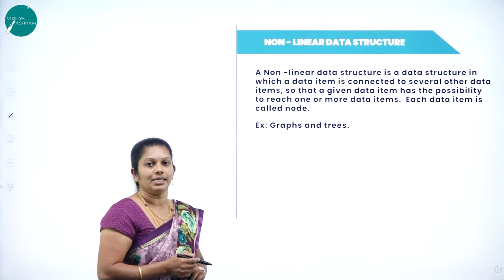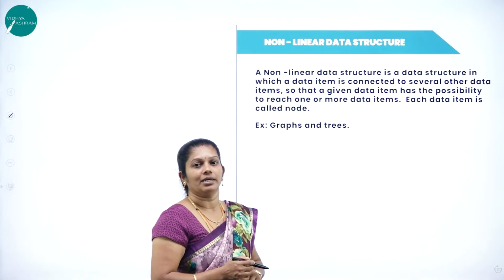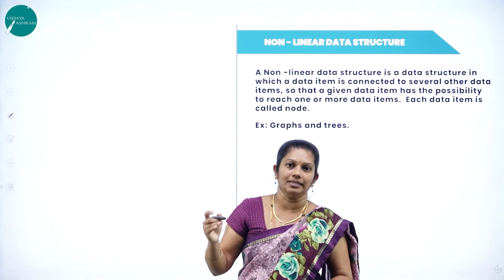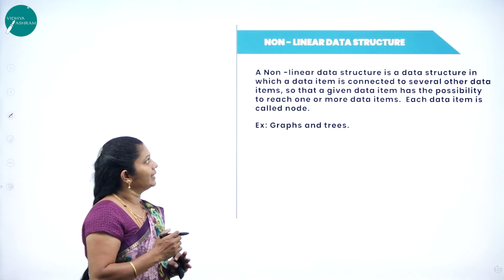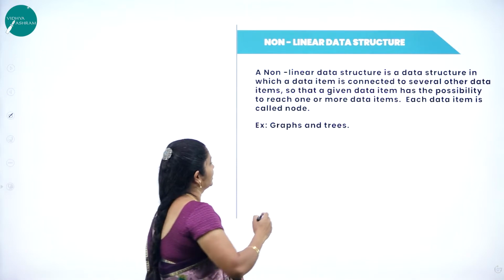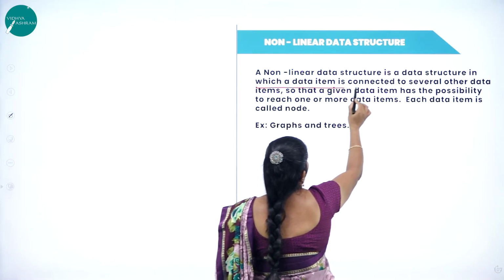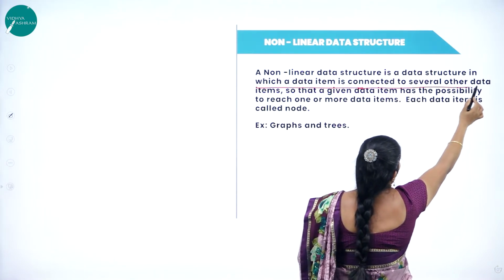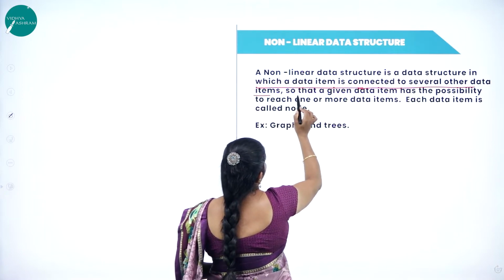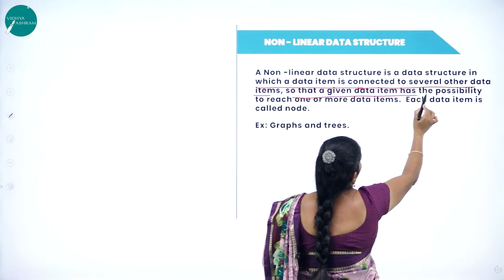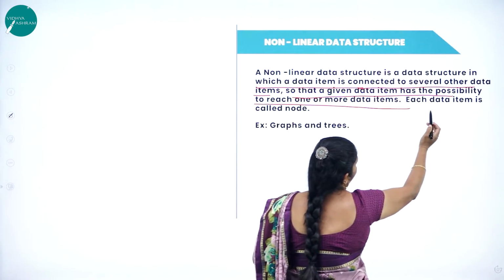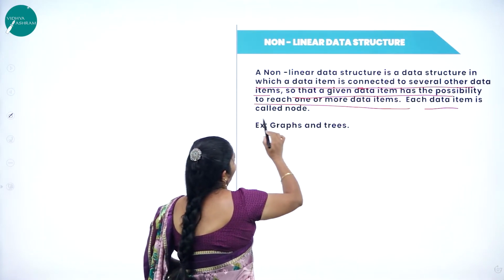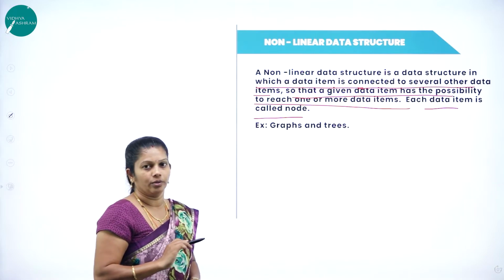In a linear data structure, all the elements are arranged one after another without any break. A non-linear data structure is a data structure in which a data item is connected to several other data items, so that a given data item has the possibility to reach one or more data items. Each data item is called a node.